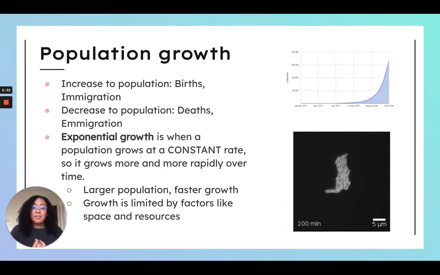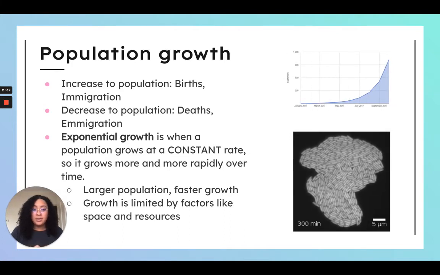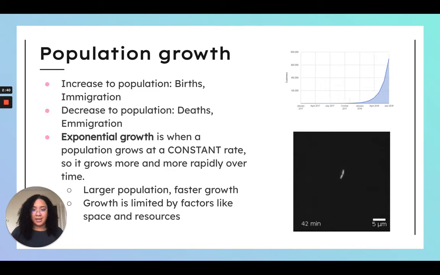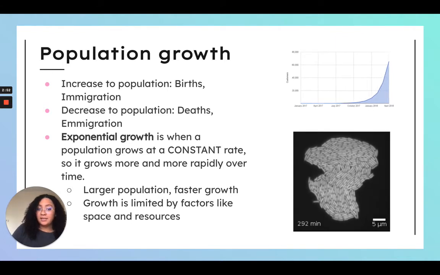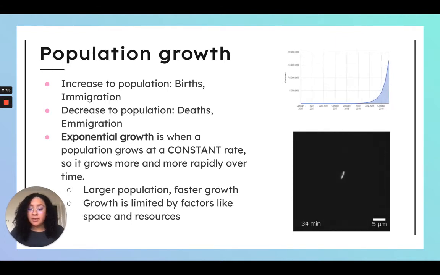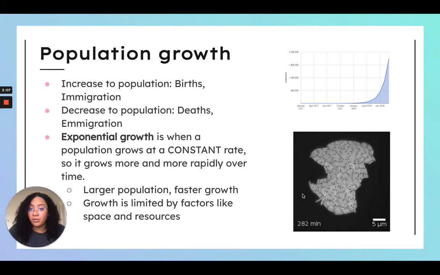Okay, this happens faster with a larger population. There's a faster growth because they're doubling and growing at a constant rate. So therefore, the larger population will make the exponential growth be higher. And then this growth is also limited by factors like space. If we don't have enough space for all these people or all of these animals, that will limit the growth. And resources. If there's not enough food to carry this growth rate, that will limit that growth.